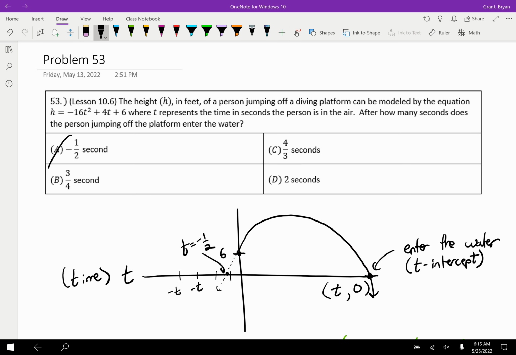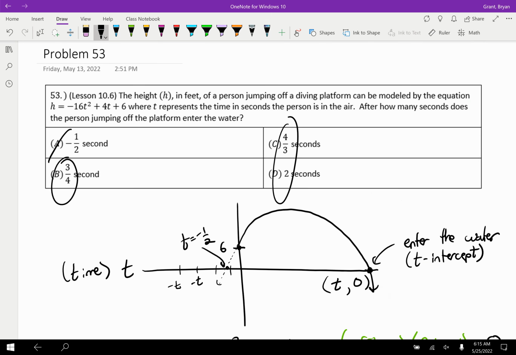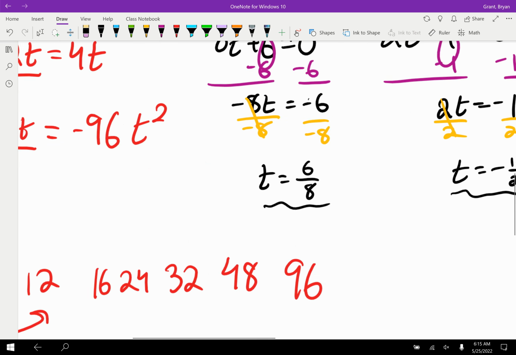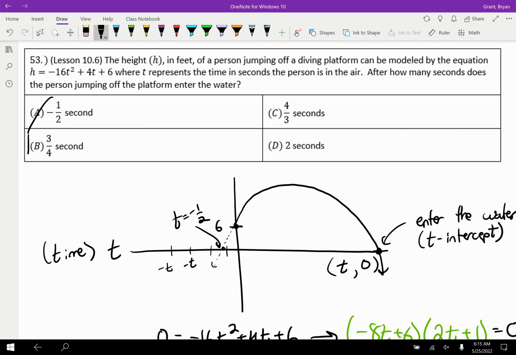Now the problem is I got 6/8 moving forward in time, and none of these are 6/8. Oh, but wait, couldn't we reduce that fraction? I think 6 over 8, if you divide the numerator and denominator by 2, we get 3/4. And I think 3/4 is an answer. Whew! That was a close one.